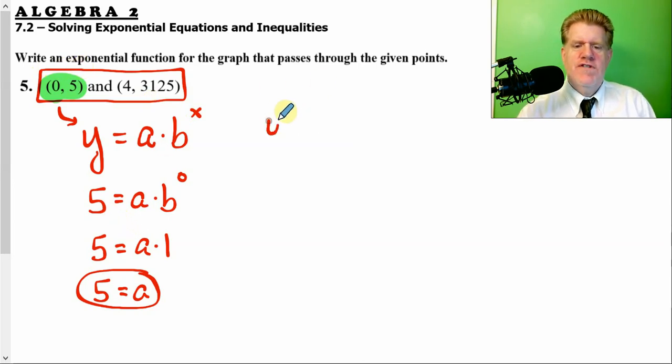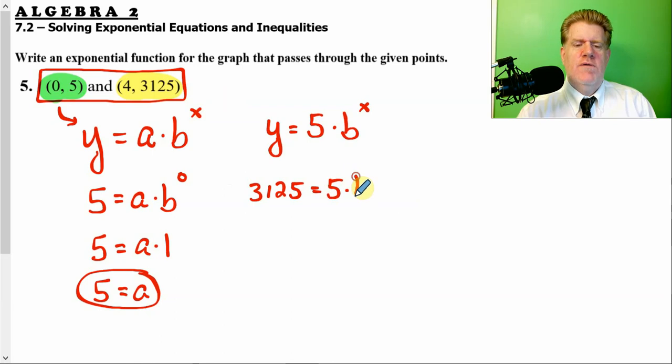So now I have this equation so far: 5 times b to the x. Well, now I use my second point, and we are going to plug those numbers in. So in y, I'm going to put 3125, and for x, I'm going to put 4.